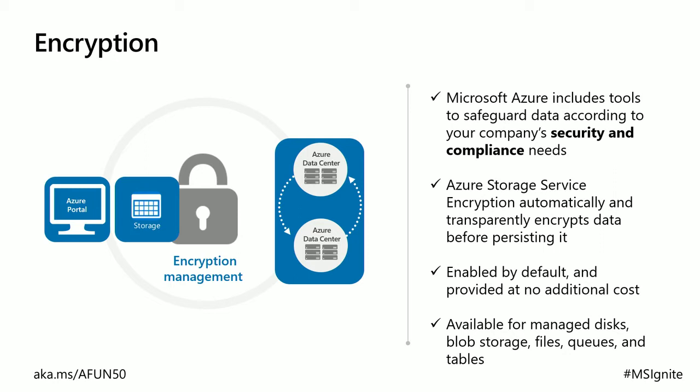So the storage service encryption automatically and transparently encrypts all of the data before persisting it. We're going to use our own keys to do that by default. We will certainly allow you to manage your own keys in order to do that encryption. It is provided by default. It is turned on by default using the Azure keys, and it's included at no additional cost. There's no upgraded storage level that includes encryption. That's how it works out of the box. This is available for all of the different things that we just talked about, universally across that storage account. So whether it's the managed disks, blob files, queues, tables, we're going to be able to encrypt all of that.